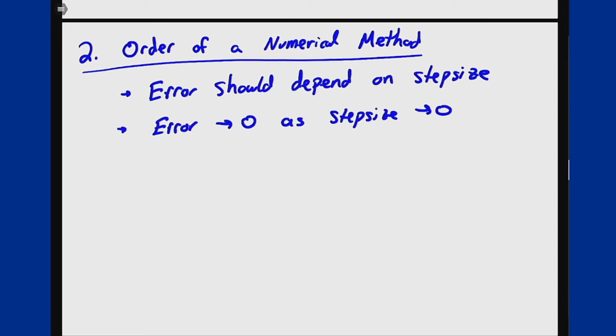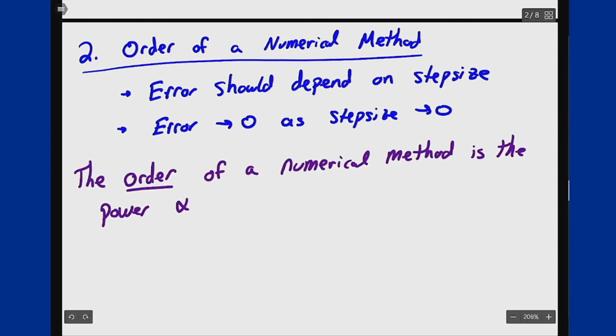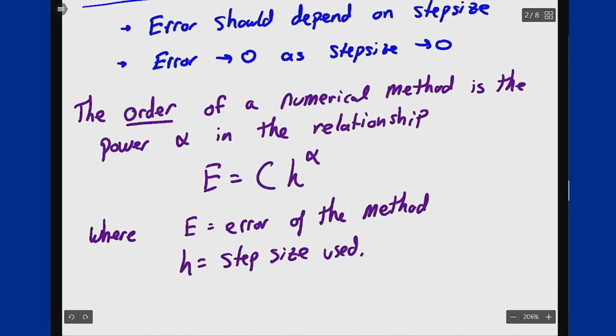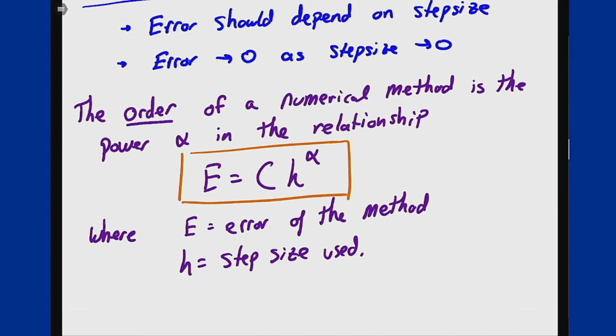So for most of these cases, what we see is a power dependence. So we say that the order of a numerical method is the power alpha in the relationship E = C h^alpha, where E is the error of the method and h is the step size. Now, the reason why it's of this form generally comes from how you derive these methods and how they're going to work. And that comes out of Taylor series. But the main point to understand here is that a relationship of this form is what we're looking for, and we're looking for the power alpha in this relationship. If I can find the power alpha, that means I know what the order of the method should be.